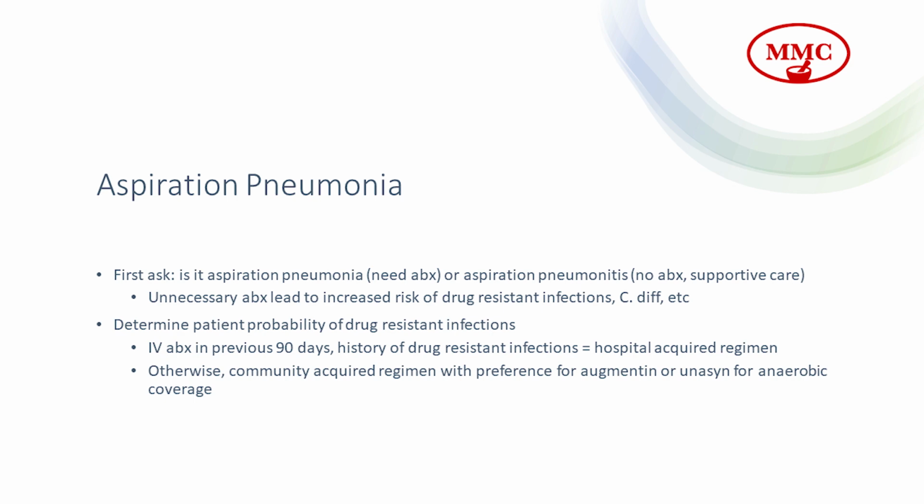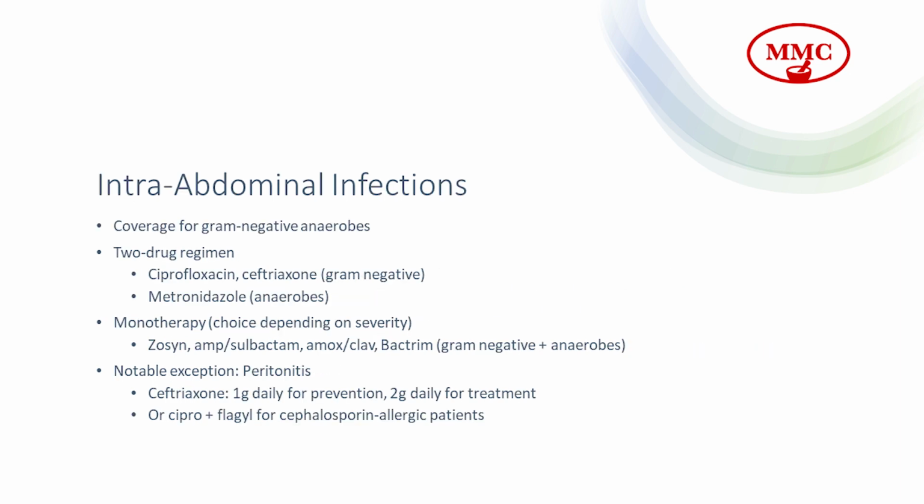Otherwise, you could treat for a CAP regimen, but generally they prefer Augmentin or Unasyn just because those two antibiotics will cover anaerobes. So next up, intra-abdominal infections. The principle for covering intra-abdominal infections is you want to cover gram-negatives and anaerobes. So there's a 2-drug regimen where you could pick either ciprofloxacin or ceftriaxone. That covers your gram-negative organisms. And then whichever one of those you pick, just add metronidazole, which will cover your anaerobes.